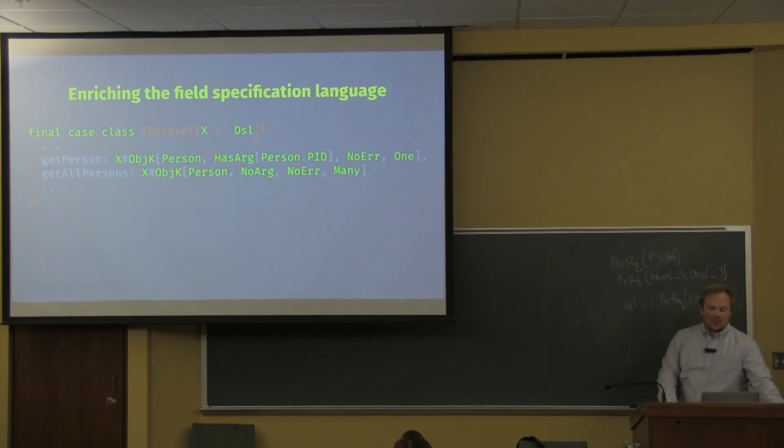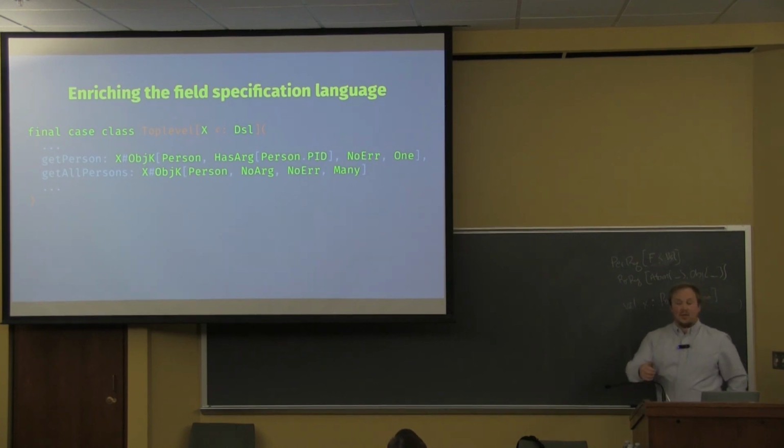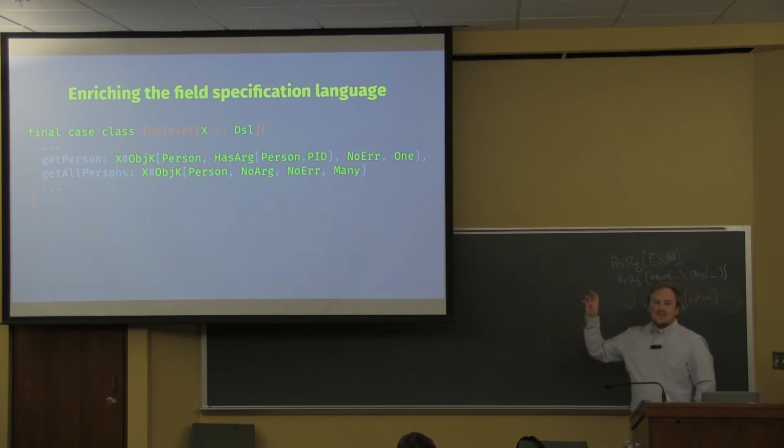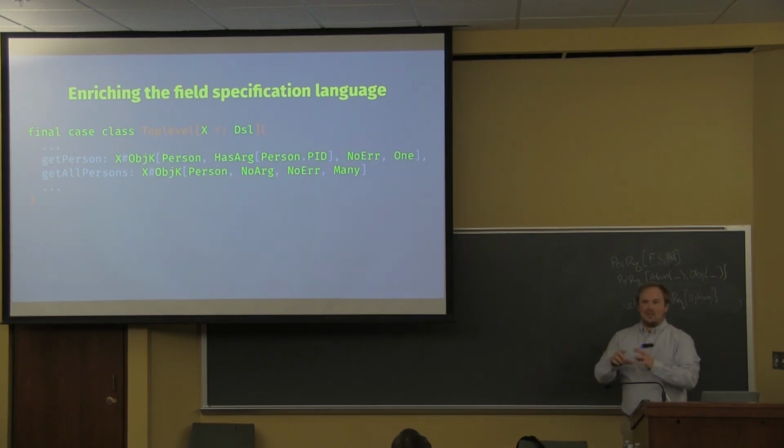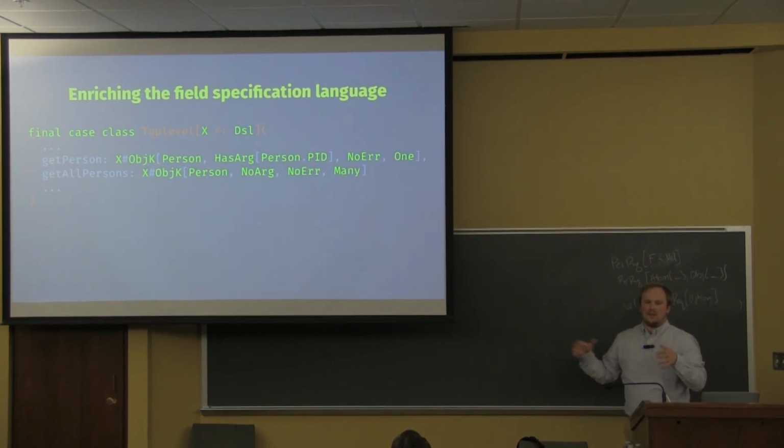Or down here, get all persons. You get a person, there's no argument to that, you're just going to get all of them. There's no error because the worst I can do to you is just return no people because I don't know anybody. And so you're going to get many people back from this response. So we've enriched this DSL type to make this X thing be able to say much more complicated pieces. And that's kind of what I was saying earlier, this richness of the type language. We actually have a lot to work with here. And you can write all of those out as Scala types.